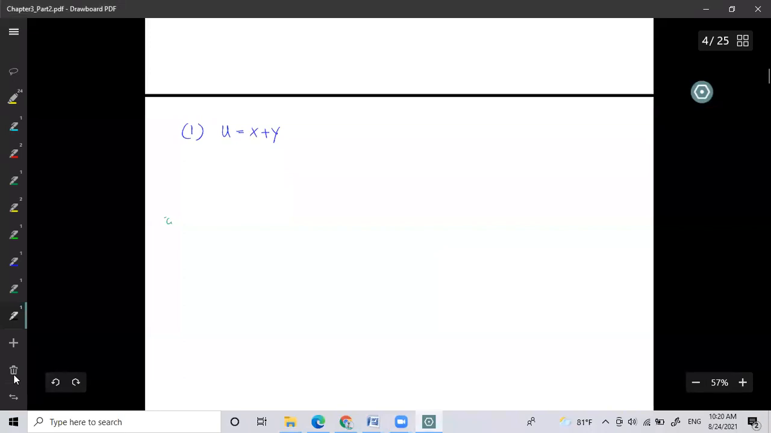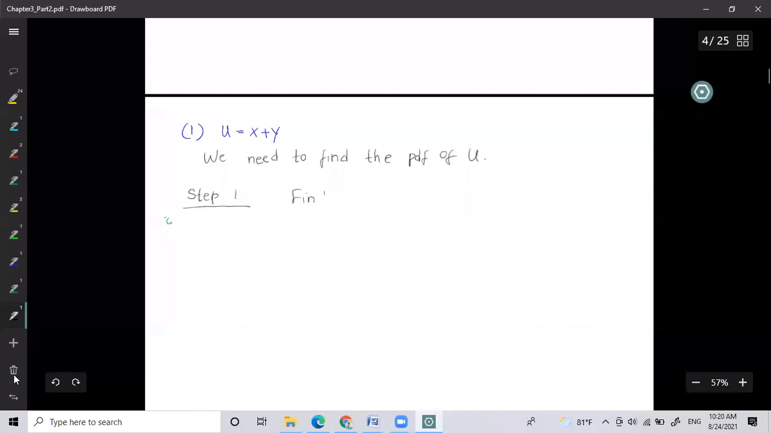And so we're going to look at U equals X plus Y. Our goal is to find the PDF of U, where U is X plus Y. So let's start with finding the region.